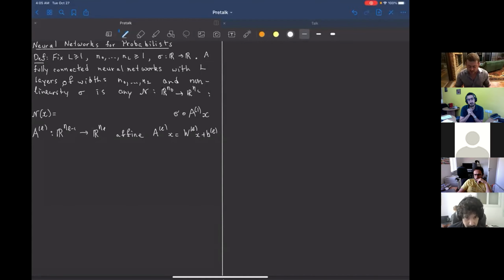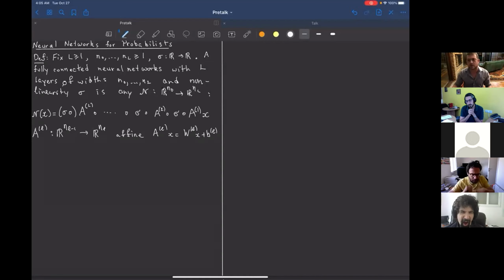So now I still have a vector in R^N1, and now I just play this game L times. I apply the next affine transformation, A2. Now I'm in R^N2, and then I apply the nonlinearity sigma, and I keep going. Then finally I apply my affine transformation A_L. Depending on who you ask and how you set it up, sometimes at the end you have a sigma and sometimes you don't. There's no agreed upon definition for this.